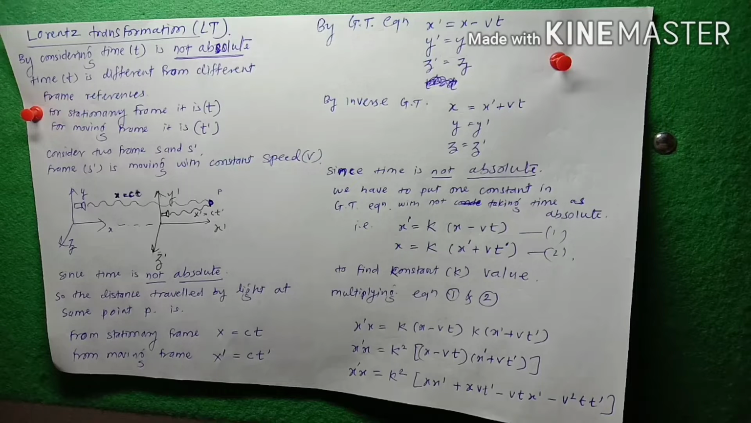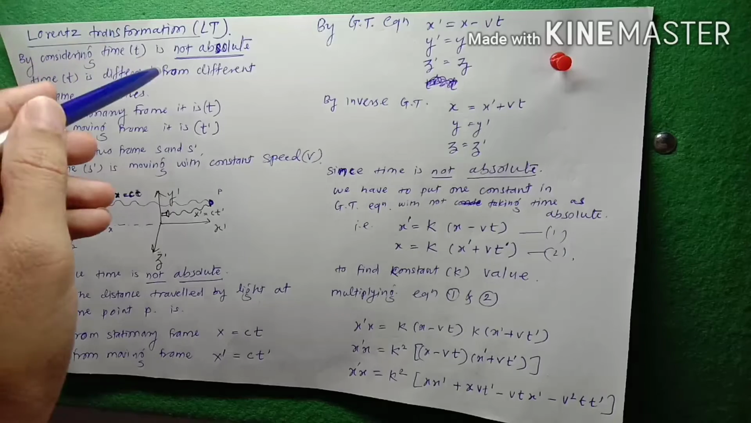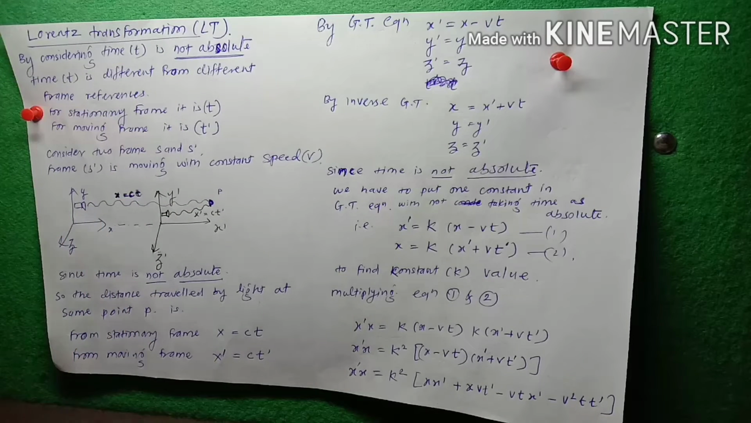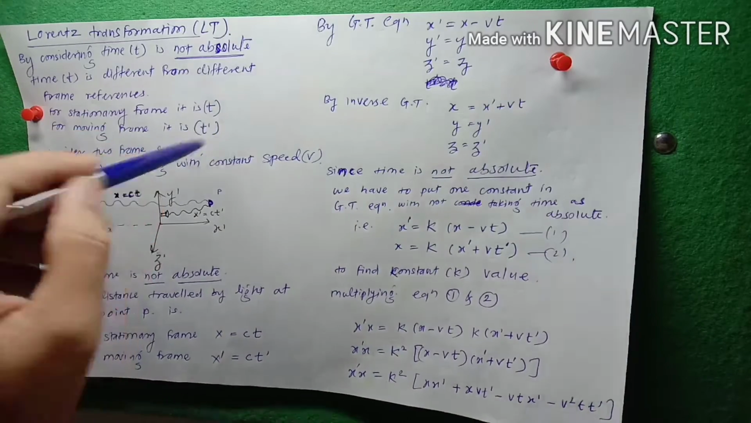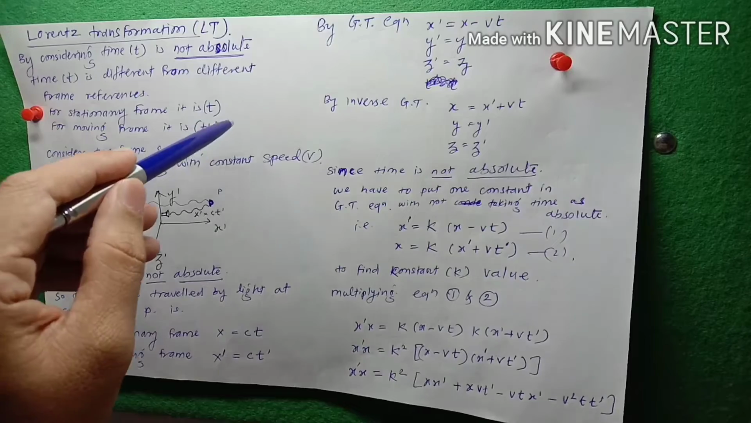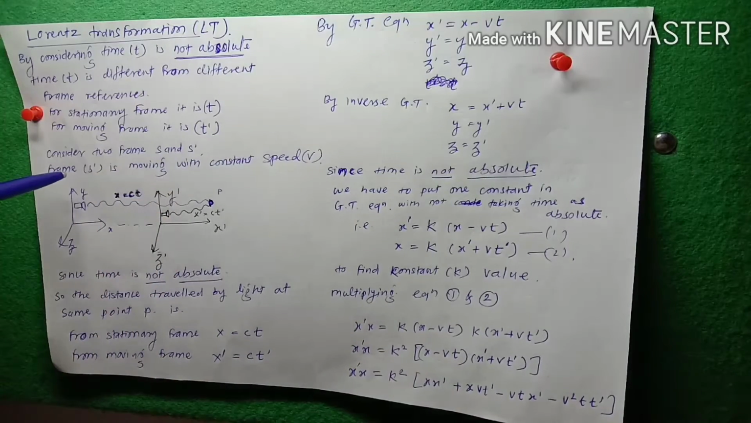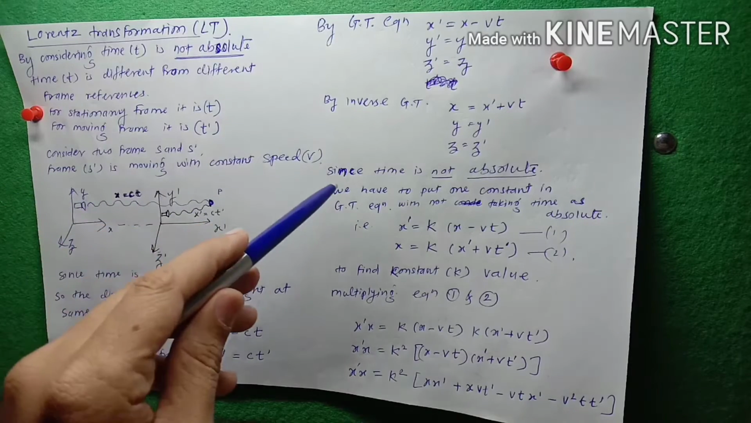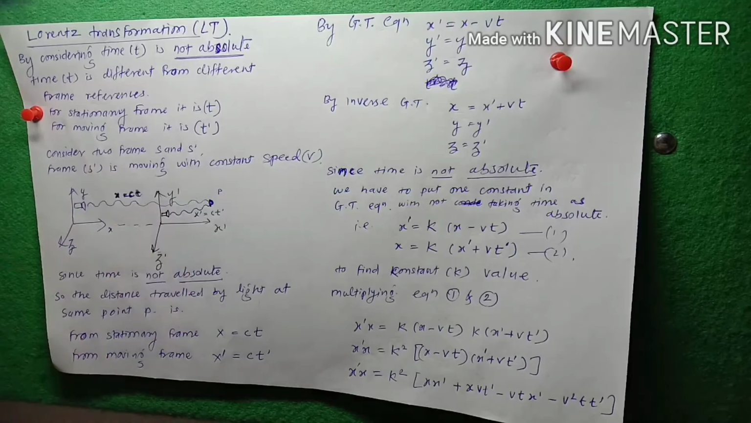In this transformation, we consider that time is not absolute, which means time is changing from one frame of reference to another. For the stationary frame, the time is t, and for the moving frame the time is t dash, because it is not absolute. So we will consider two frames of reference, S and S dash, in which S dash is moving with a constant velocity v toward the right hand side. You can see the diagram.